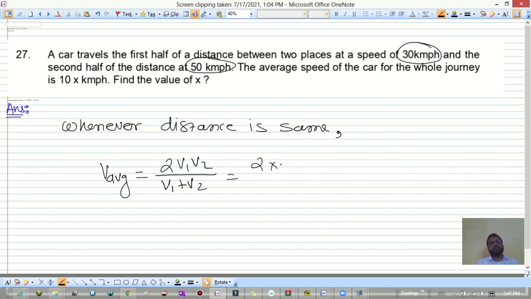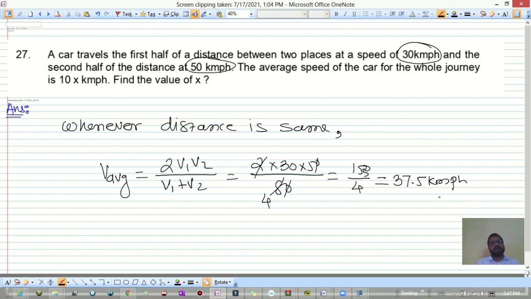So 2 into what is v1? 30. What is v2? 50 divided by 80. So this 0 gets cancelled, and we have 4. So 150 divided by 4 is equal to 37.5 kilometer per hour.